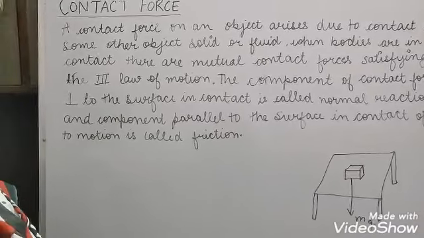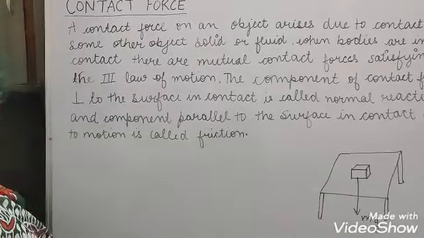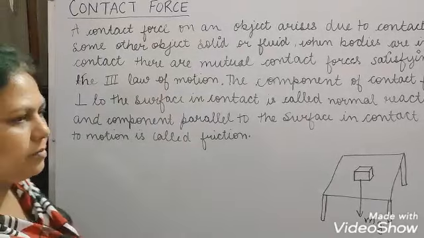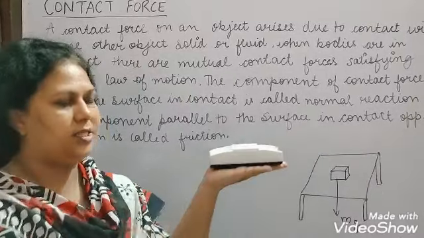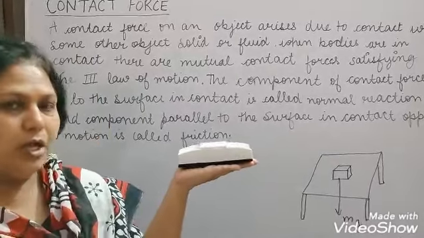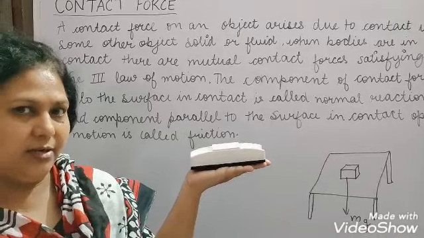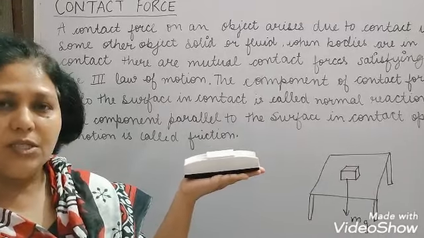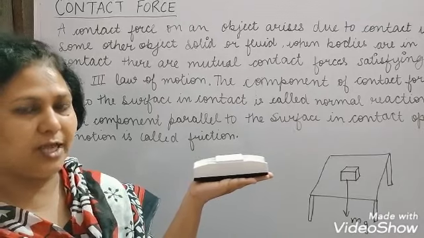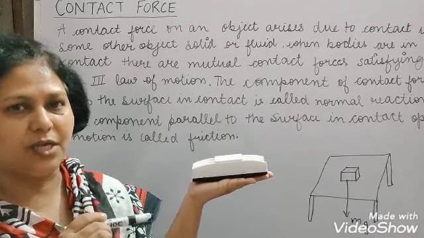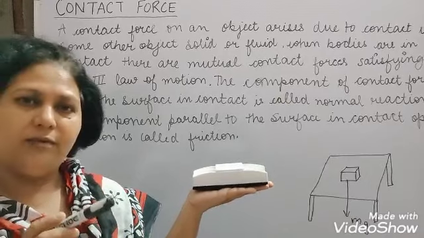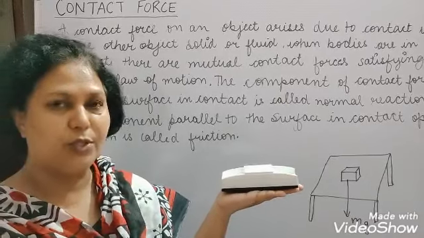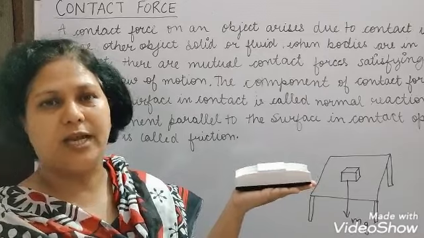To understand it better, we'll take one example here. Suppose this is a duster, and I am keeping this duster in my hand. You know that the duster is in rest position. Because it is at rest, whatever forces are working here are balanced forces. Already we have defined the balanced force also. Balanced force means the net force is zero.